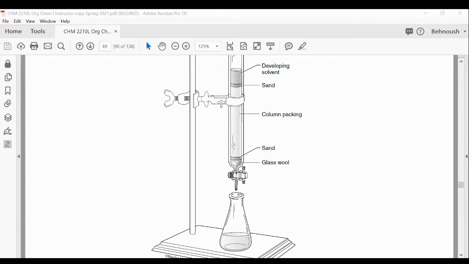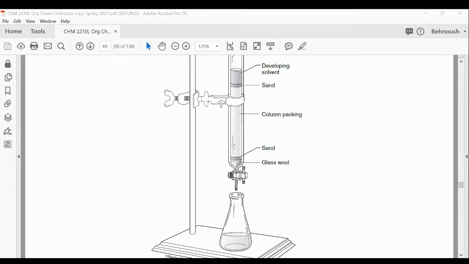But when you use sand, it is heavy and it will put pressure over the glass wool and even it out. So we will start with an even foundation, so that your column is not tilted. Then you are going to add the column packing. Column packing is powder, and you use a proper solvent so that the powder stays as powder. It doesn't change to solid, because if it changes to solid, then liquid is not going to pass through.